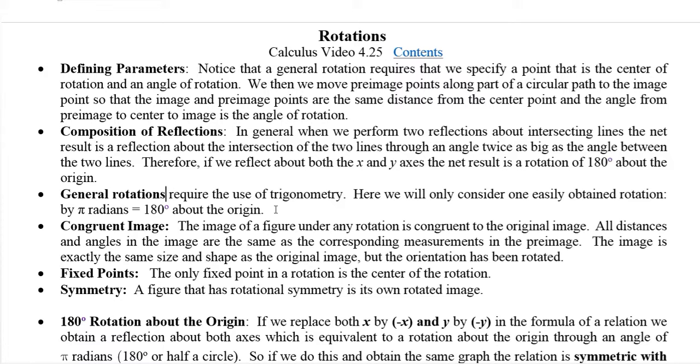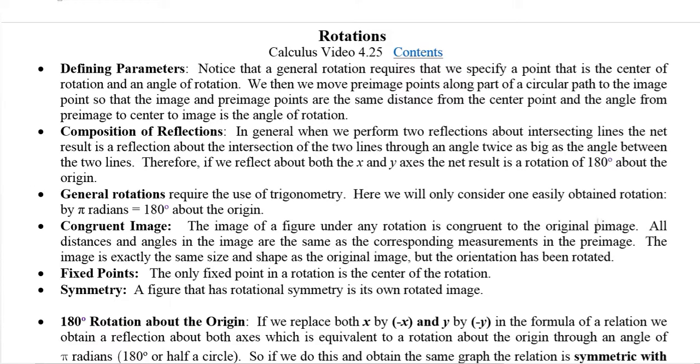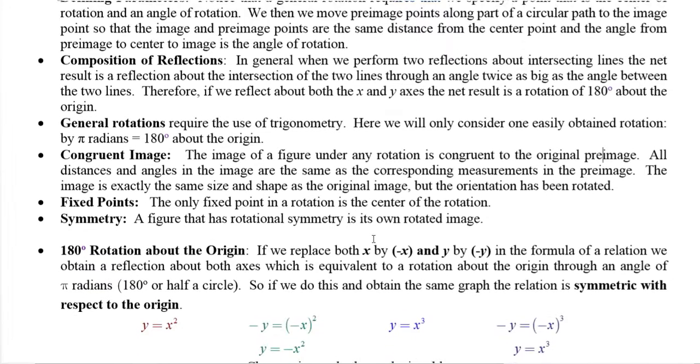Now, in general, when you take any rotation, it's congruent to the original pre-image. All distances and angles in the image are the same as the corresponding measurements in the pre-image. The image is exactly the same in size and shape as the original, but its orientation has been rotated. The only fixed point in a rotation is the center of the rotation, but you could have the points collectively be the same, and that would, of course, be rotational symmetry.